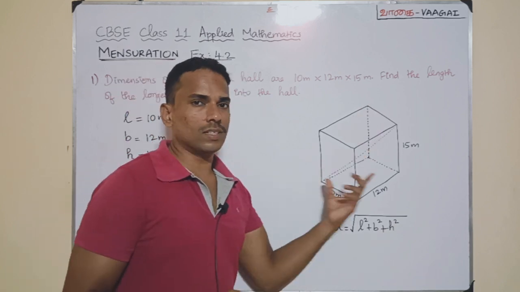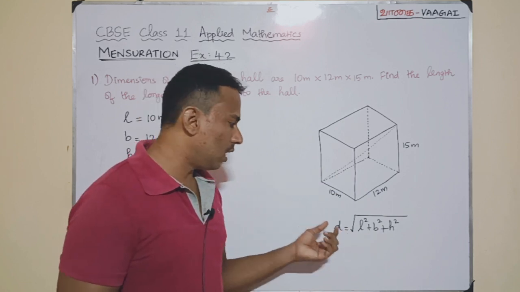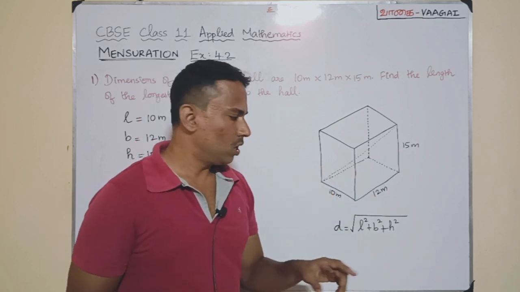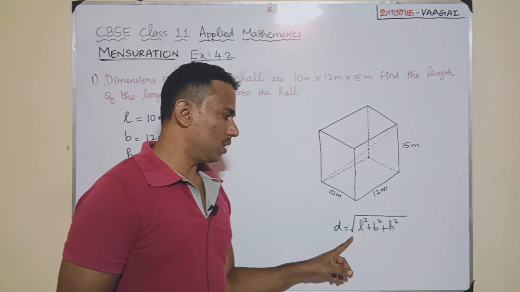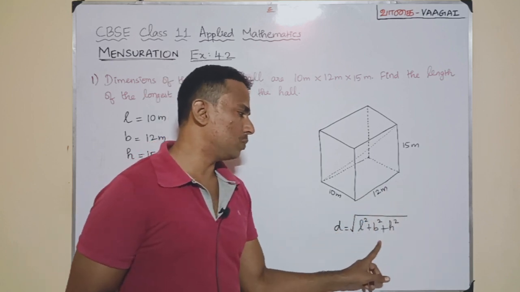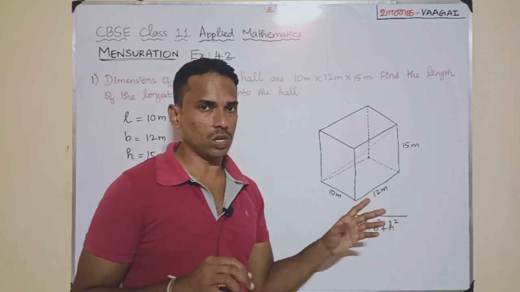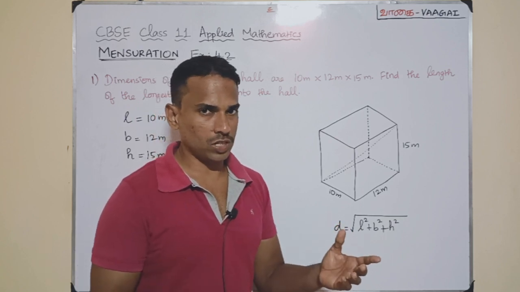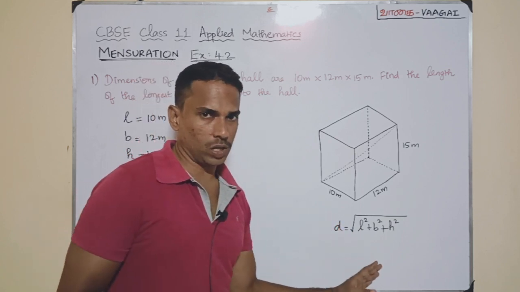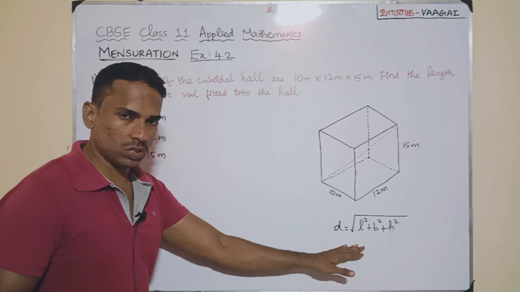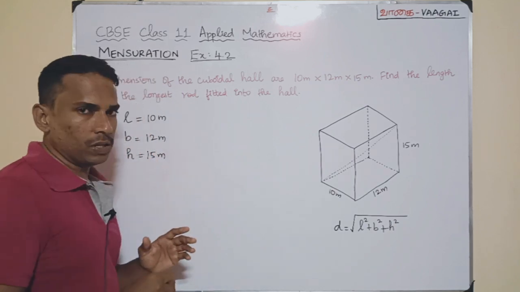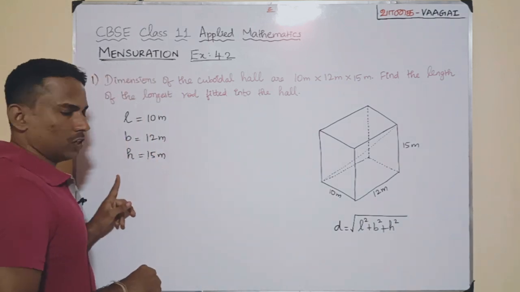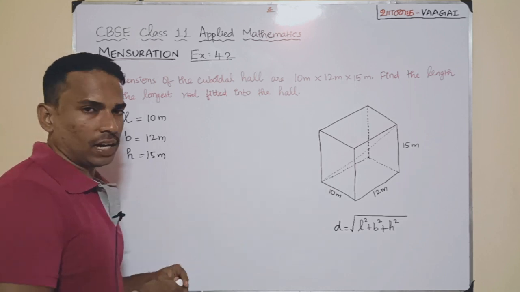And this length is nothing but the diagonal of this cuboid. The diagonal is going to be the square root of L square plus B square plus H square. This is a cuboid, a three-dimensional shape, so this is going to be the formula. We can very well use this formula to solve this problem. I have taken down the length, breadth and height, so now we can directly use the formula.